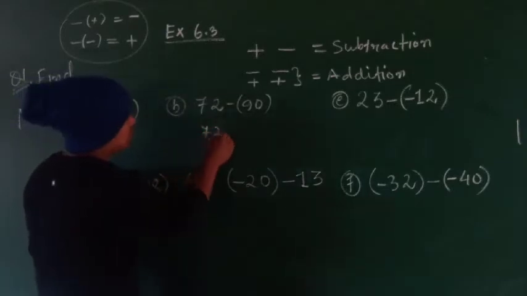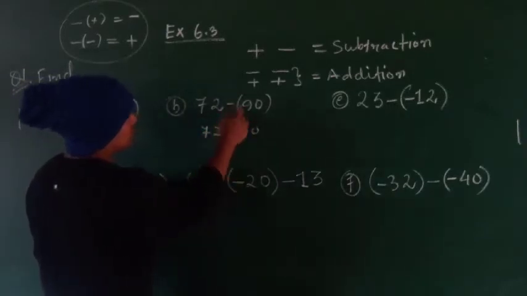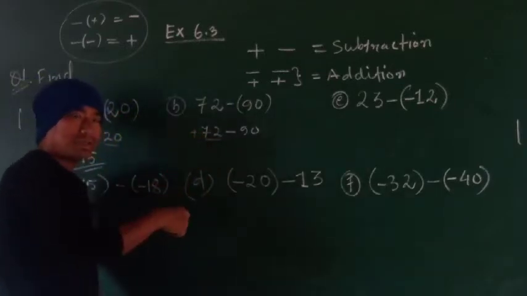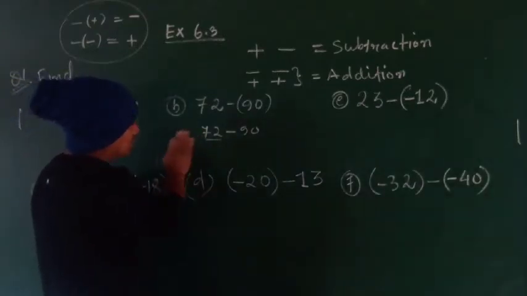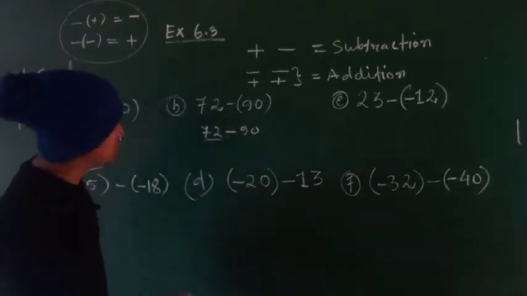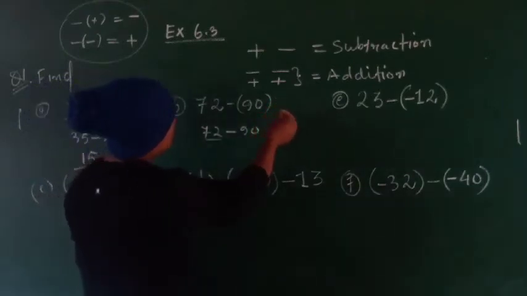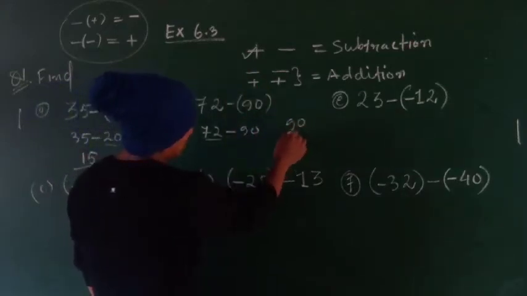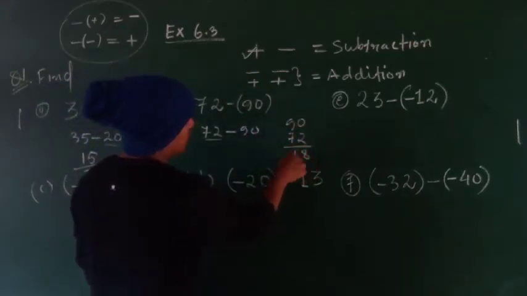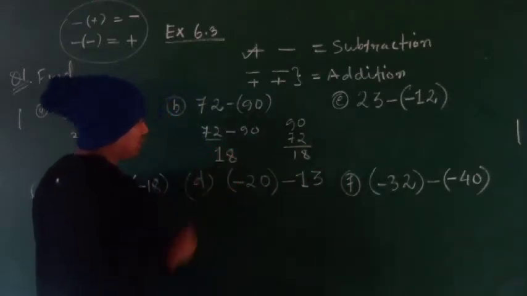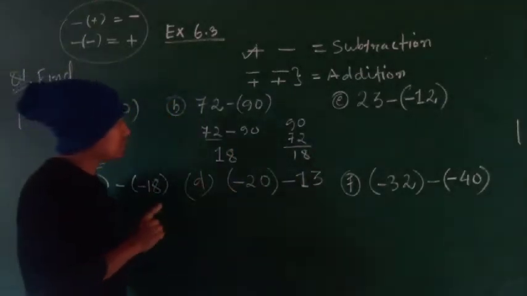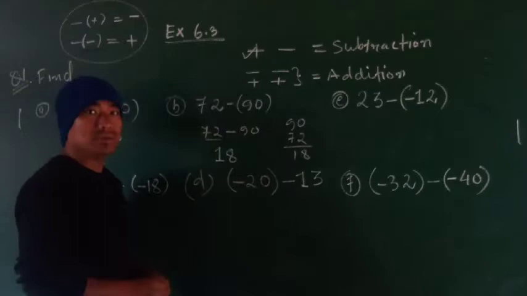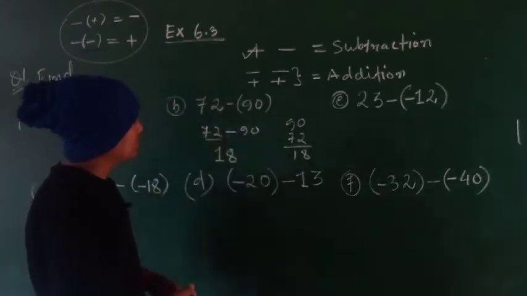Now this one: 72 minus 90. Again, the sign of 72 is positive. It is always on the left side, and here it is not written, but you assume that it is positive only. So when one is positive and one is negative, what do we do? Subtraction. If you subtract 72 from 90, you will get 18. The answer is 18, but it is not the final answer, because we have not decided what sign will come with this 18. So what will be the sign? I told you the sign is assigned from the greater number.